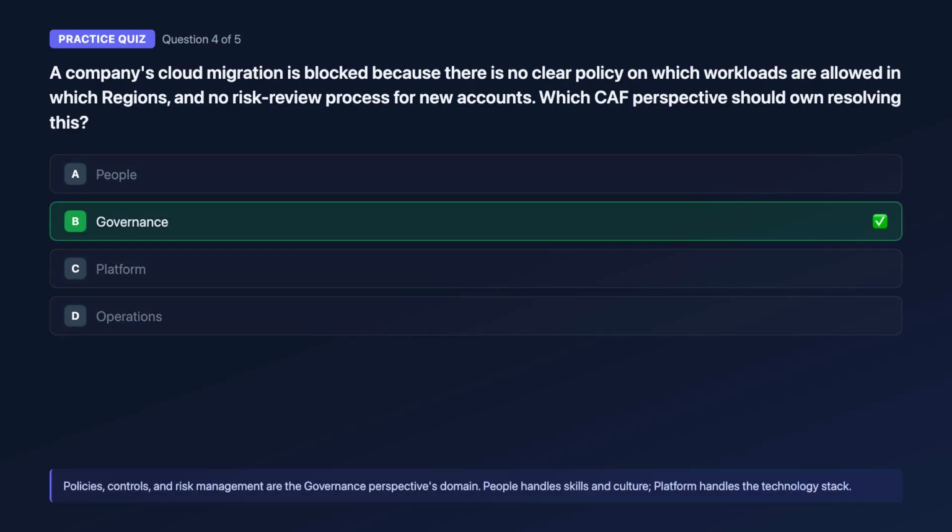The answer is B, Governance. The keywords here are policy and risk review. Those are the governance perspective by definition. Notice how this contrasts with scenario 4 in the video, where the keyword was skills and the answer was people. Same framework, different keyword, different perspective. The qualifier word always tells you which one.